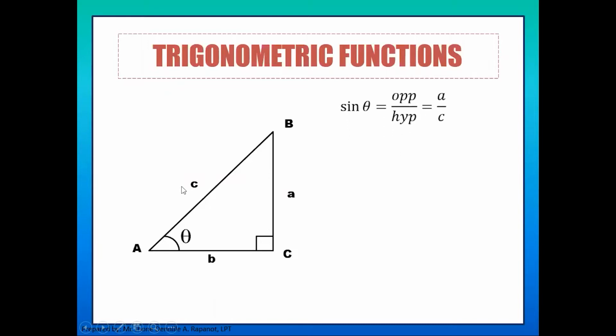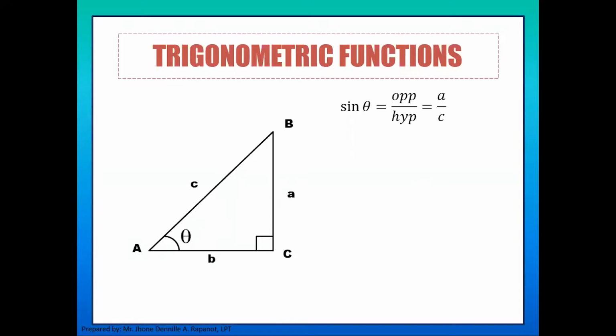Therefore, we have sine theta is equal to opposite over hypotenuse, equal to A over C. Now, let's try to identify the equation for cosine using this right triangle. Still, we have to use this angle theta position as our guide. Now, remember, cosine is computed using adjacent over hypotenuse.